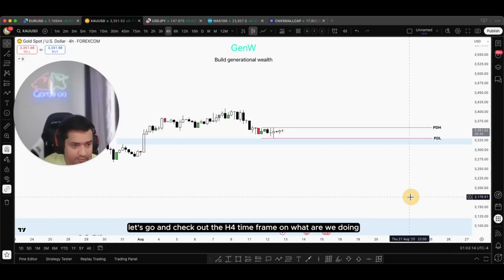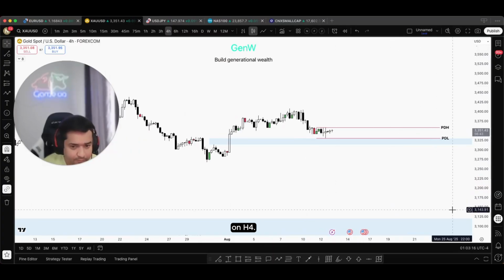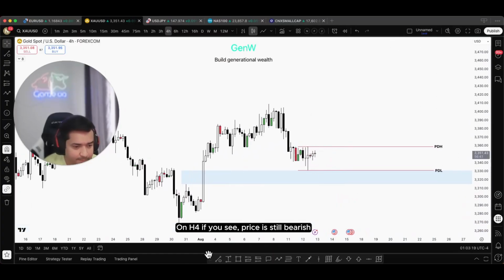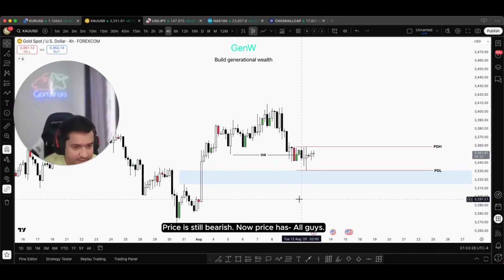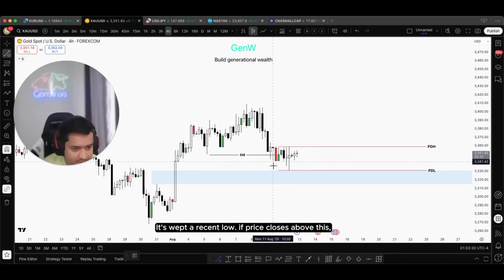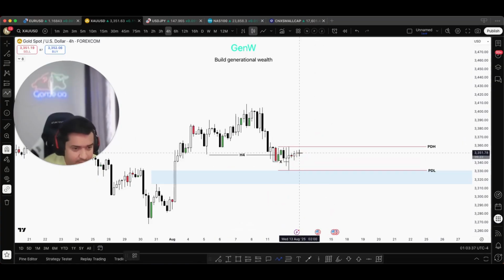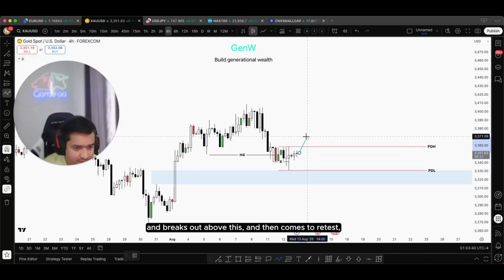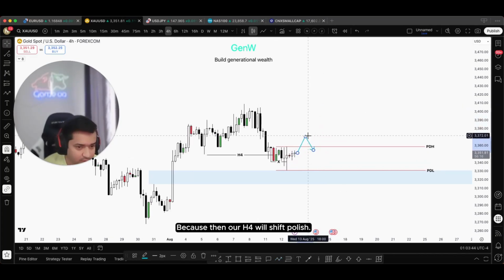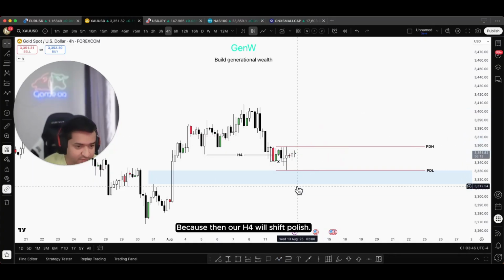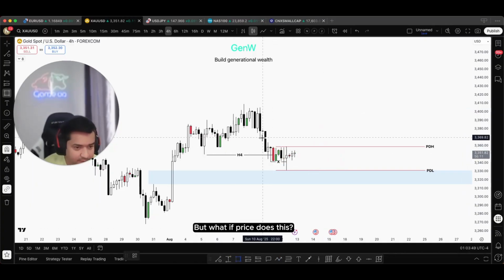Let's go and check out what we are doing on the H4 time frame. On H4, if you see, price is still bearish on the order flow here. This is the H4 order flow. Price is still bearish. Now price has swept a recent low. If price closes above this and breaks out above this and then comes to retest, then this is a great place to go long, because then our H4 will shift bullish.